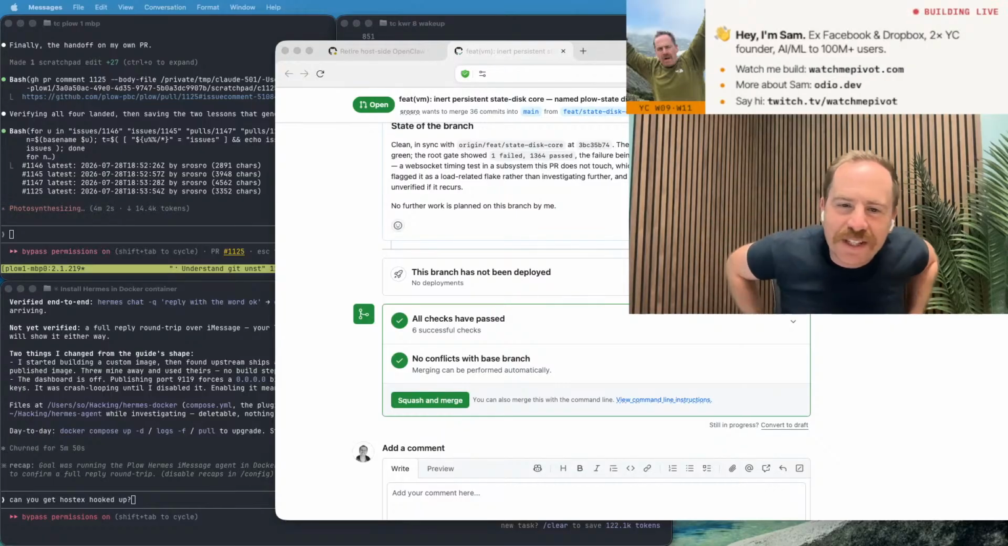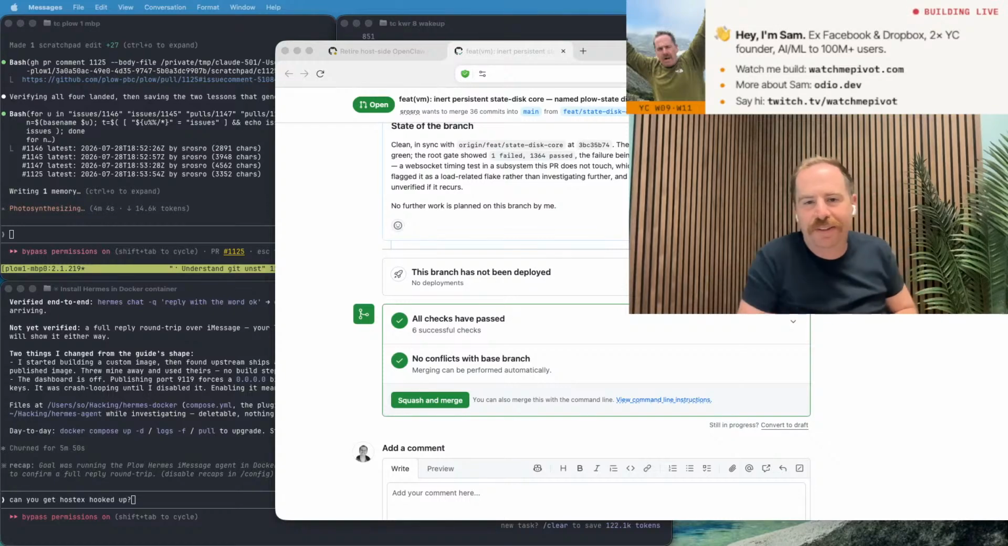People are hacking this together buying Mac Minis, you know? That's the problem they're trying to solve by buying the Mac Mini.